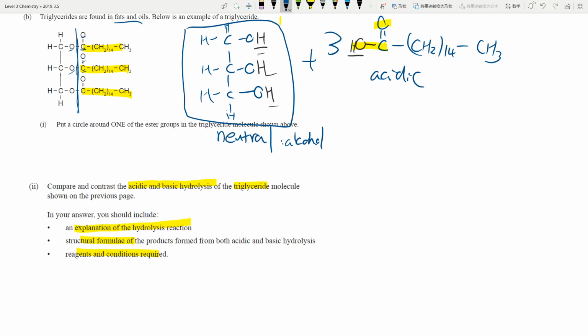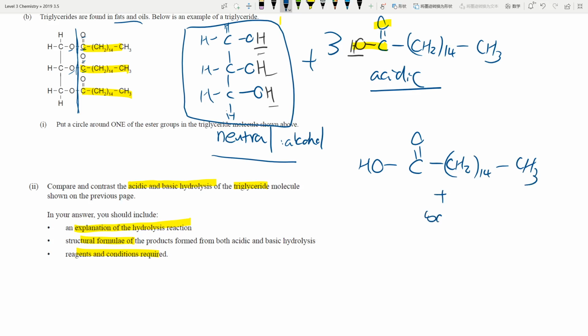But if you do this in acidic reaction, nothing changes. You still make your alcohol, you still make your carboxylic acid. If you do this reaction in basic hydrolysis, your alcohol doesn't do anything, but then your acid, if you put carboxylic acid in basic condition, can you see that you're going to have a bit of a neutralization reaction happening?